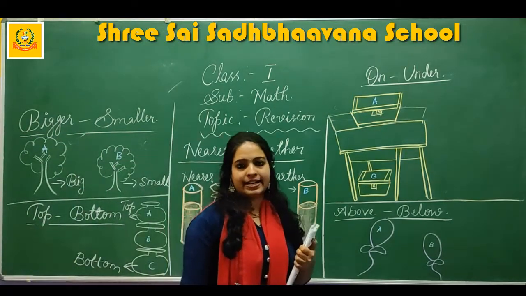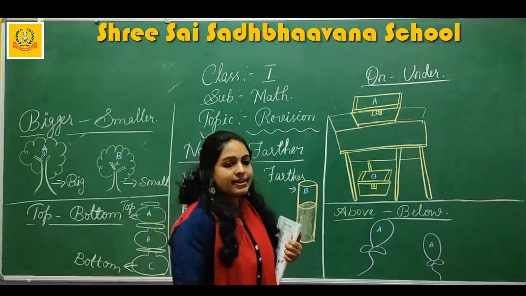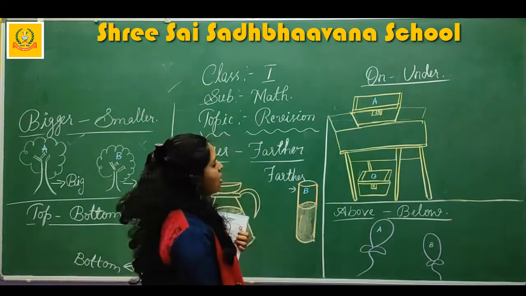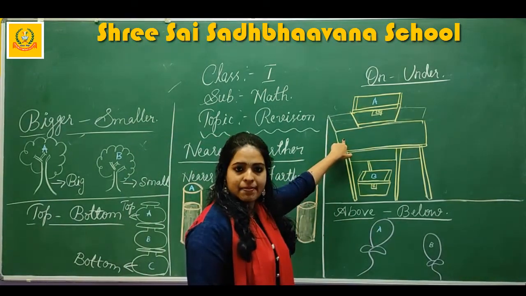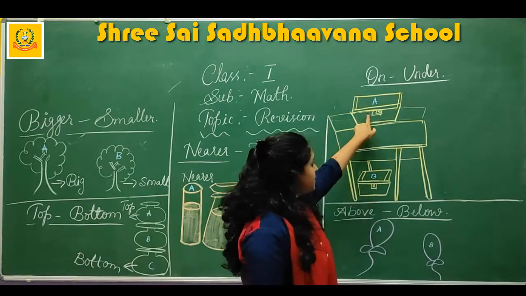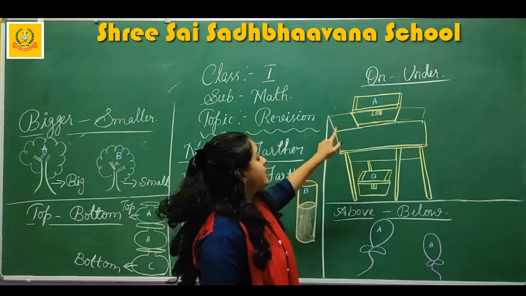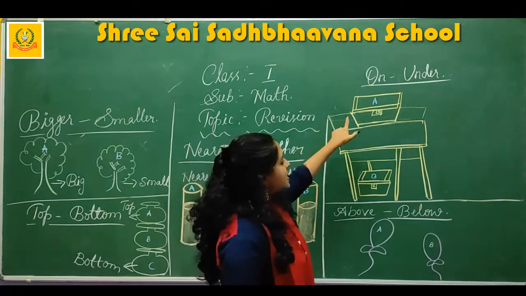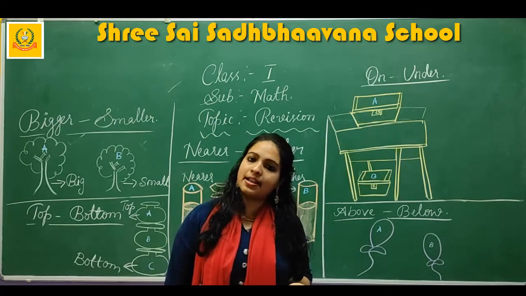On and under. On means it is on the top. Under means down. Okay, on. See here, can you see the table, children? Yes. Here box A and box B. Can you see these two boxes, children? Now you have to tell me where box A is. Is it on the table or under the table?